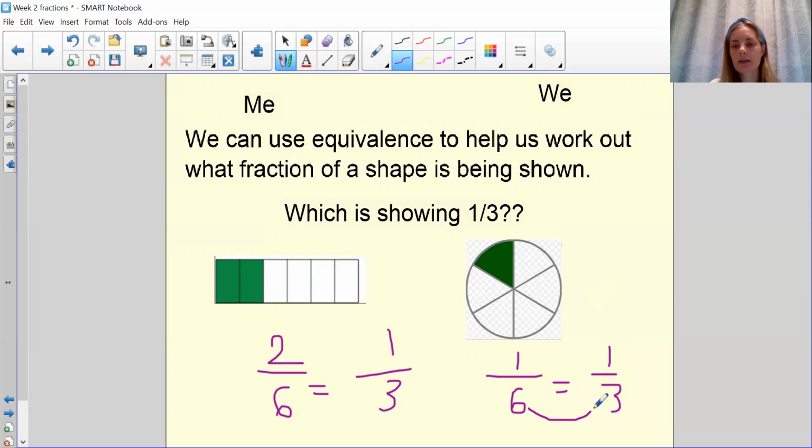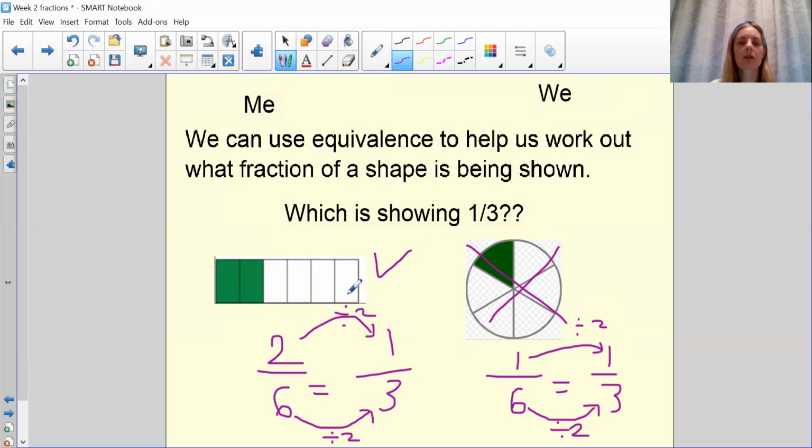So if I say 6, and I go and check this, whatever I do to the one number, I must do to the other. So 6 divided by 2 is going to be 3. And whatever I do to the one, I must do to the other. So divide by 2. 1 divided by 2 is not 1. So this is not correct. So let's have a look at this. 6 divided by 2 gives me 3. And 2 divided by 2 gives me 1. So this is going to be the block that's showing a third. So can you see I've used my equivalent fraction knowledge to work out if this is correct?